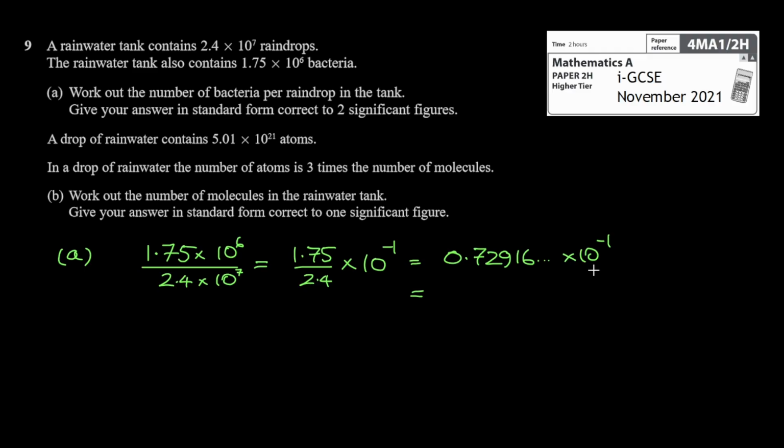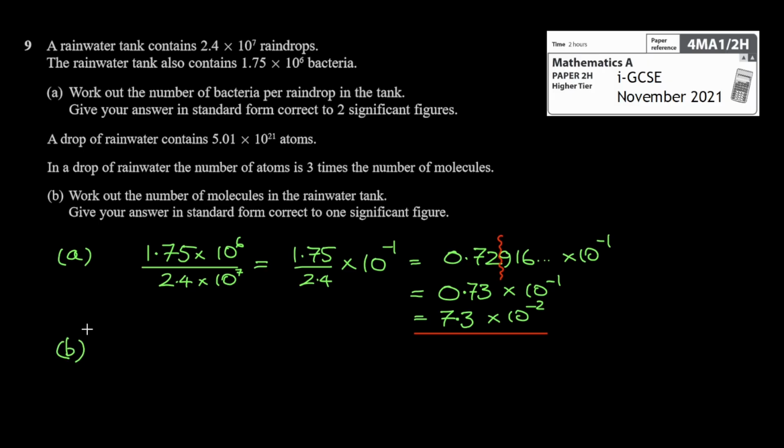They only need two significant figures, so this turns into 0.73, the cutoff point being here, multiplied by 10 to the minus 1. But that is not in standard form. To be in standard form, I have to have one number on the left-hand side of the decimal point. So this turns into 7.3 multiplied by 10 to the minus 2. And that will be your answer.